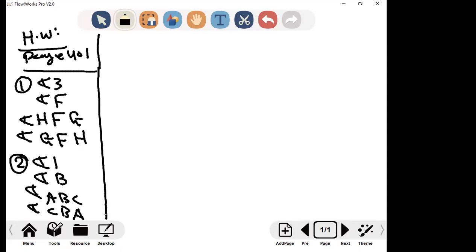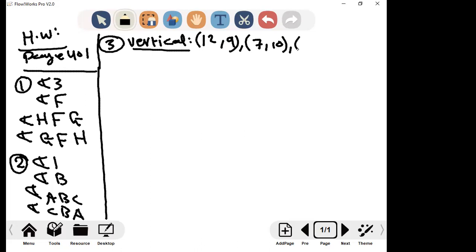Question 3, refer to the diagram below. Identify 3 pairs of vertical angles and name the angles that are adjacent to angle 10. The vertical angles are angle 12 and 9, right? Angle 7 and 10, angle 8 and 11, right?